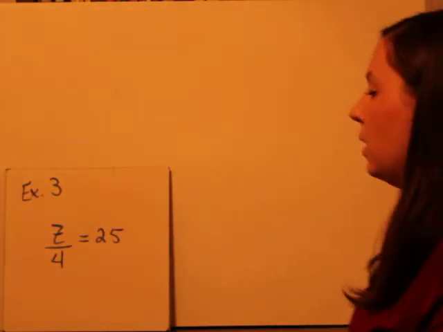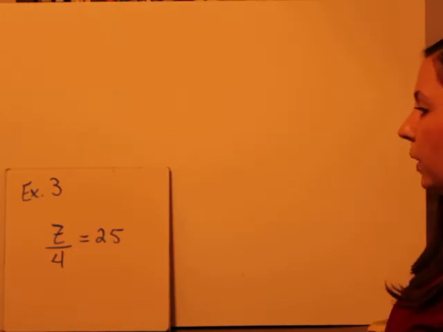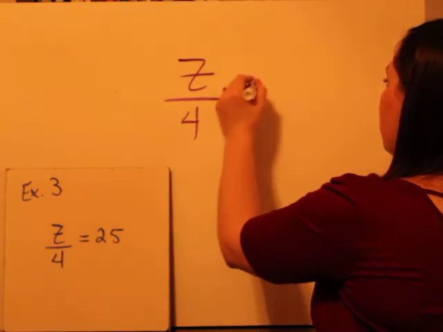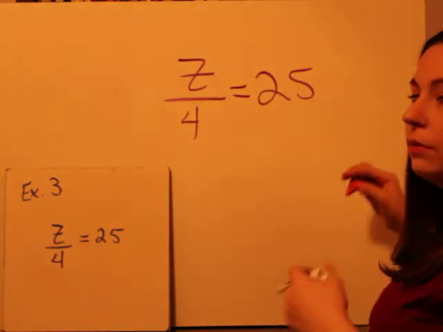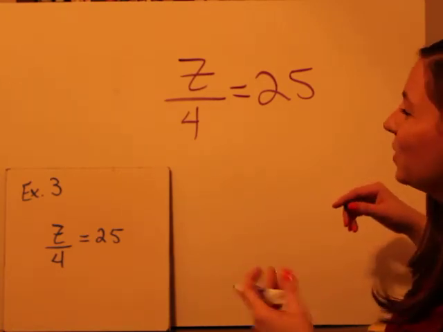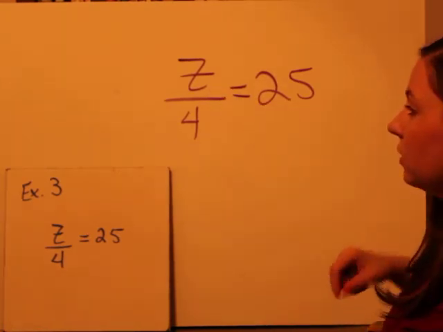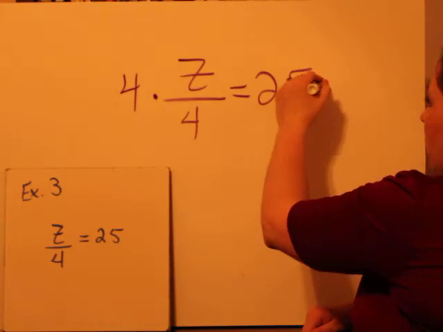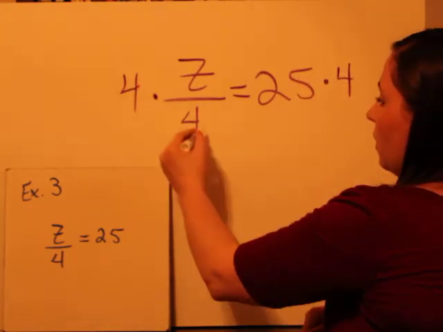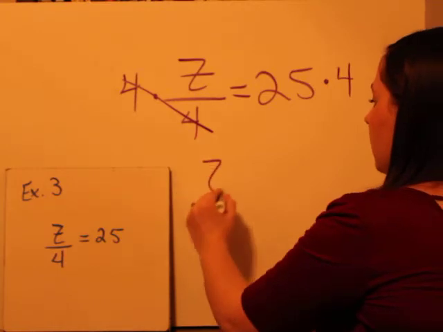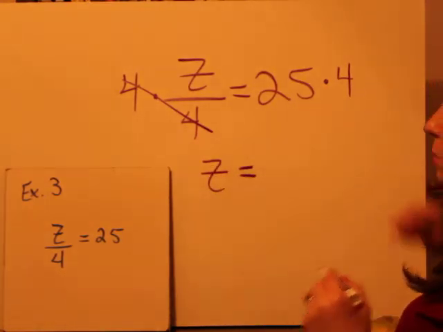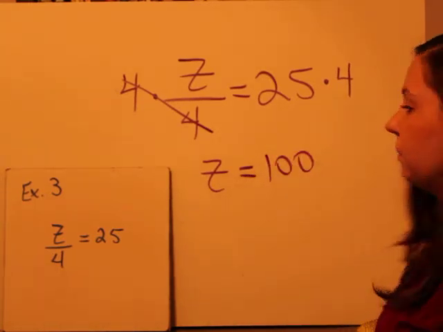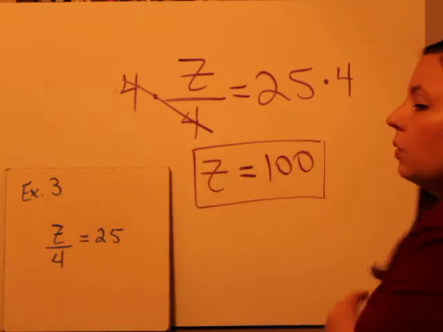Okay, example 3. Z divided by 4 equals 25. So some number, when you divide it by 4, you're going to get 25. So division, the opposite of that is to multiply. So times 4 on both sides. 4 and dividing by 4 cancel out. Z is equal to 25 times 4, which is 100. And I'm going to have you check that one in your notes. So you should get that z is equal to 100.